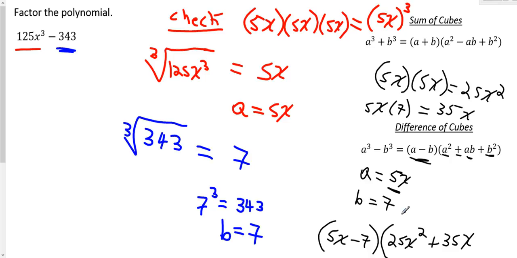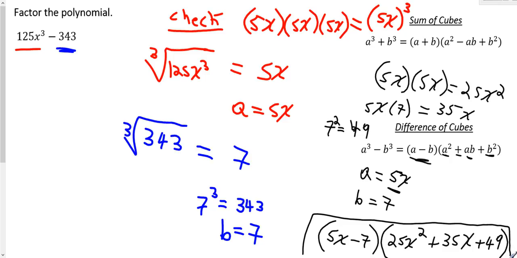And then the last term is B squared. Well, B is 7. 7 squared is 49. So this is then plus 49. All right, this is the factorization of that original binomial. So we've answered the question then.